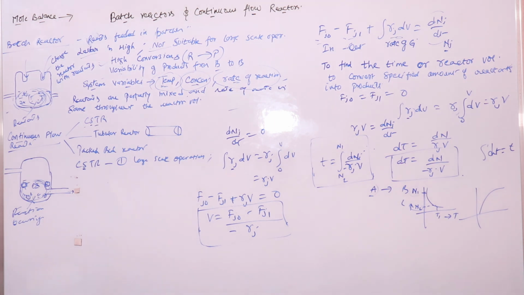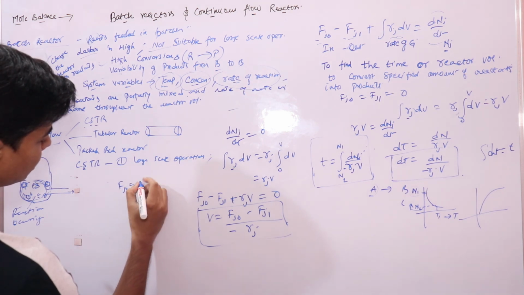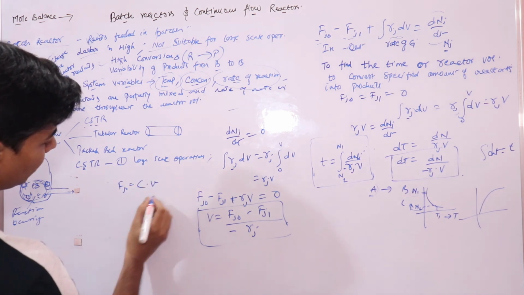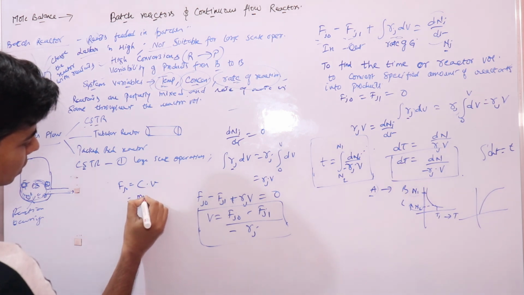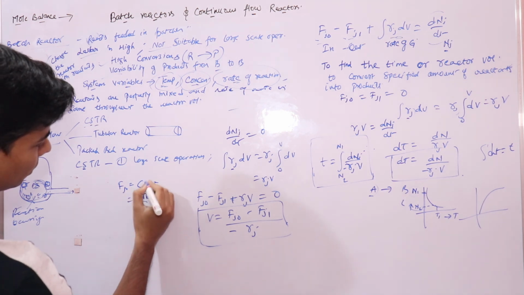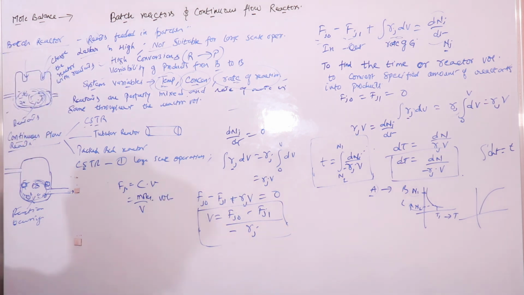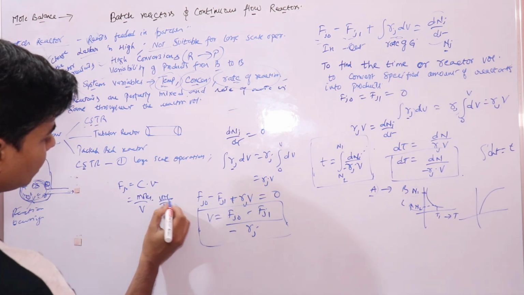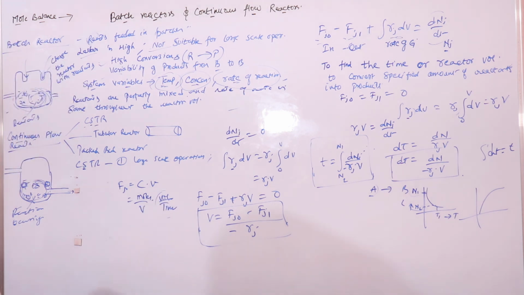Molar flow rate Fj is obtained as the product of the concentration of species j and the volume flow rate. This concentration is moles per volume, multiplied by the volume flow rate, which is volume per unit time.